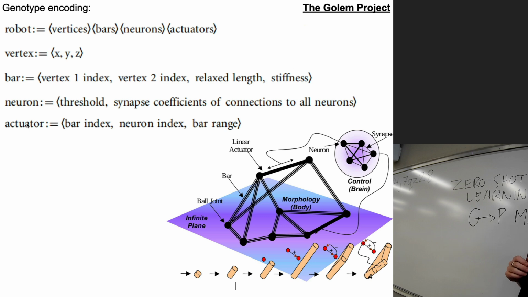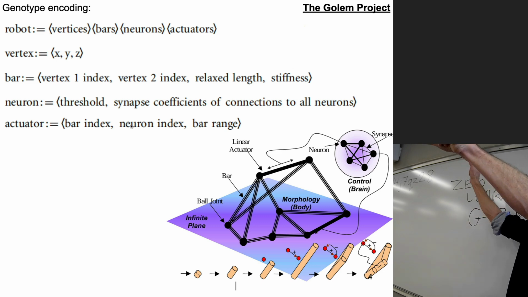This is the actuators list. The actuators list is made up of a bunch of triplets. Each triplet indicates how to actuate that bar. So the first number indicates this actuator is going to be placed on top of this bar. Neuron index, this indicates, we haven't talked about the brain yet, but this second number indicates which neuron innervates or connects to that actuator. So in essence, the first two numbers say find this bar and find this neuron in the brain and connect them together.